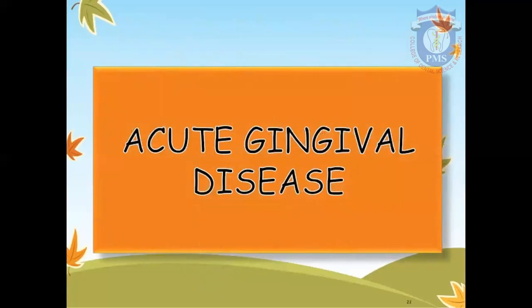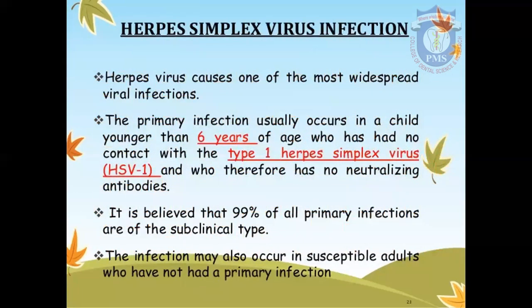Now coming to acute gingival disease. First one is herpes simplex virus infection. Herpes virus causes one of the most widespread viral infections. The primary infection usually occurs in a child younger than 6 years of age who has had no contact with type 1 herpes simplex virus, or who therefore has no neutralizing antibodies.